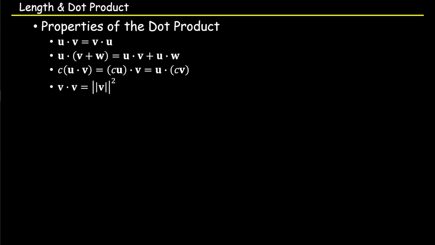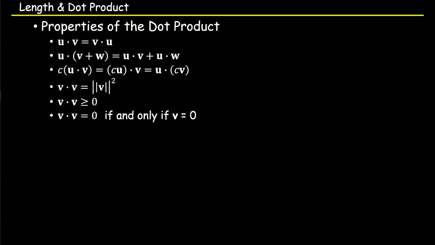Another thing to note is if you take the dot product of a vector with itself, you will simply get the length of that vector squared. And because you get the length of the vector squared, that means the dot product of a vector with itself will always be greater than or equal to 0. And the dot product of a vector with itself will equal 0 only if the vector is 0 itself.